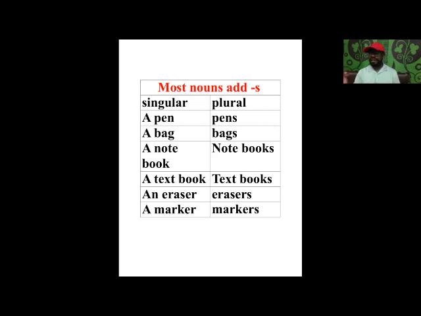That book where you are writing is called a notebook. This is a textbook. An eraser, a rubber. An eraser, erasers. A marker, markers.